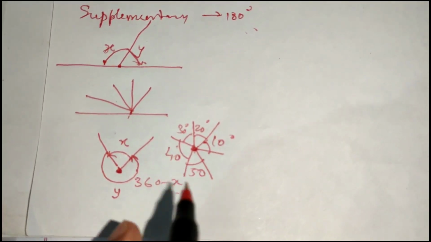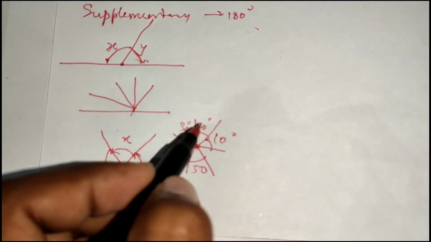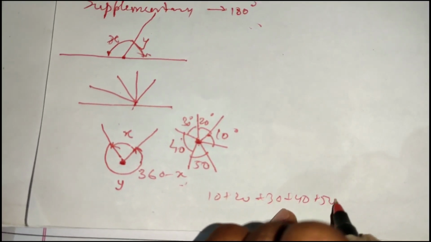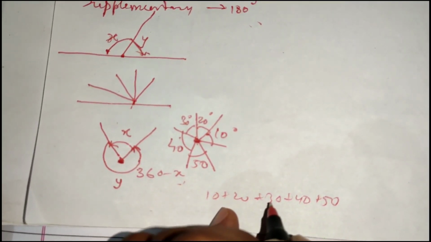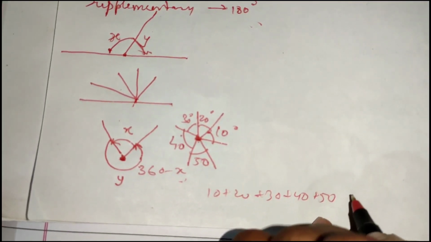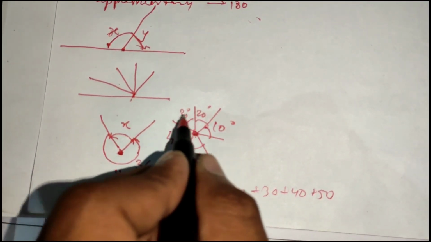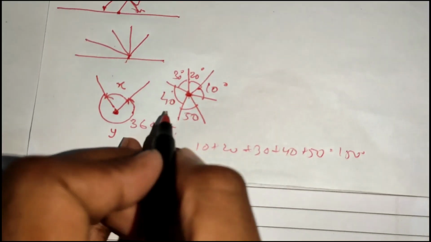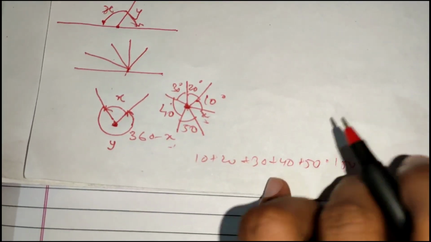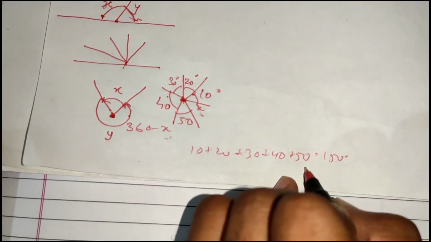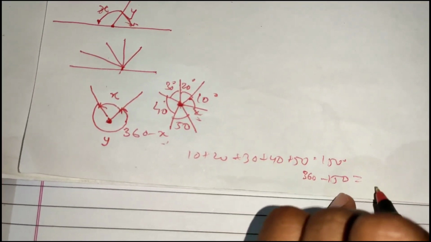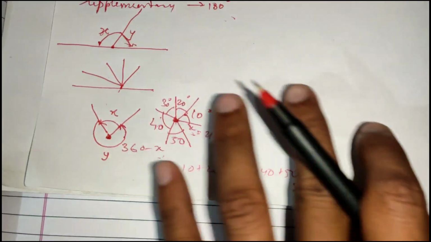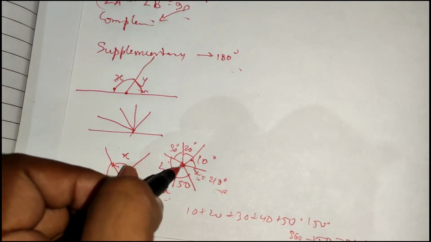So pause it. Now we have the sum as 10 plus 20 plus 30 plus 40 plus 50. How much is this? 30, 60, 100, 150. So all these angles add up to 150 degrees. Suppose this angle is x, then this angle x is simply 360 minus 150, which is 210. This angle is 210 degrees. So this is the sum of any angles at a point.